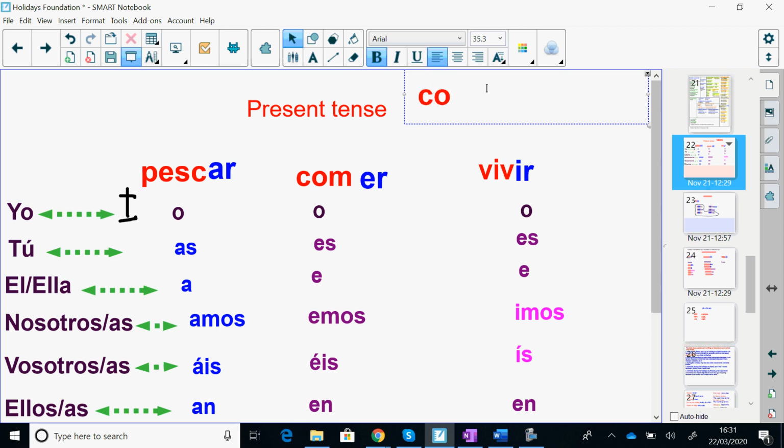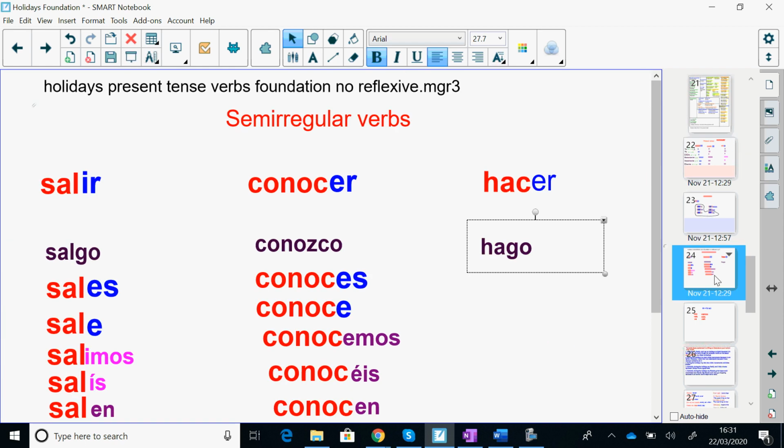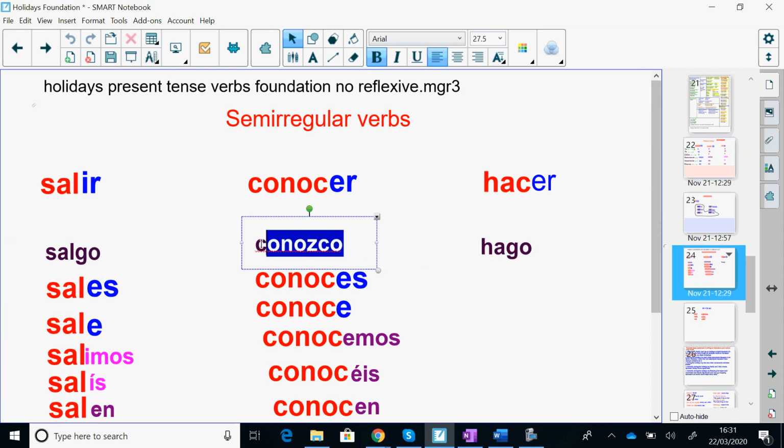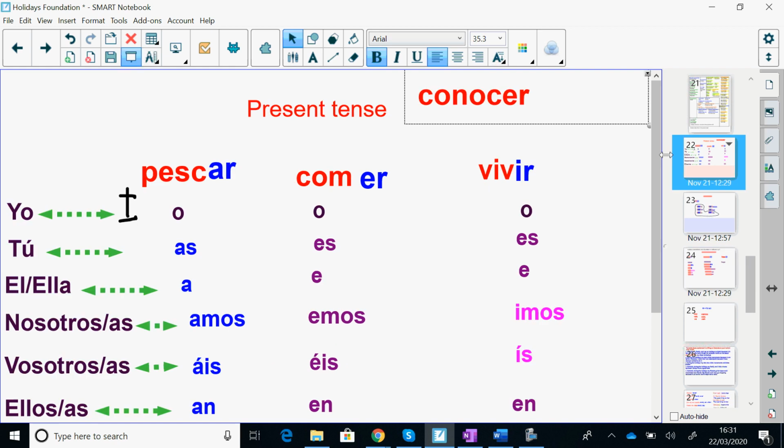There's another one. Conocer. Conocer is to meet or to know people. Remember, semi-regular verb. The first person is irregular. Conozco, but all the other persons are absolutely fine. So how would it be? Actually, I meet or I know someone. I meet people. I know people. Remember, people was gente. Well done. Conozco.